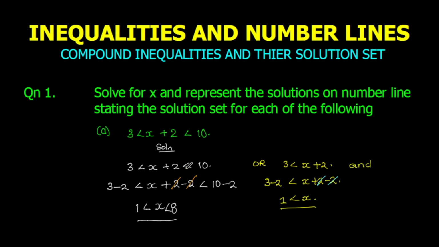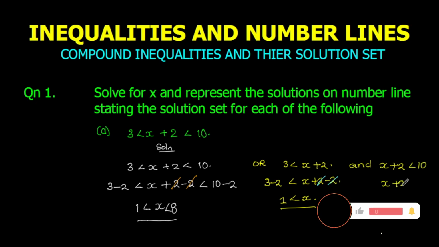Now we pretend we don't have the first part, 3 is less than, so we start from here, and we have x plus 2 is less than 10. Then we subtract positive 2 from both sides, and we shall have x on the left hand side, such that positive and negative 2 will cancel.